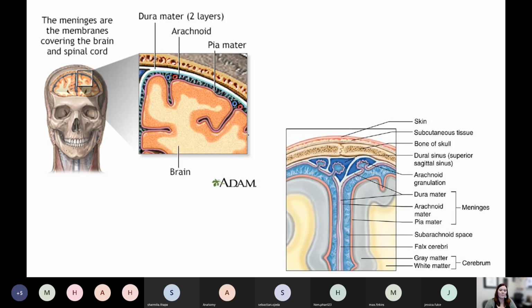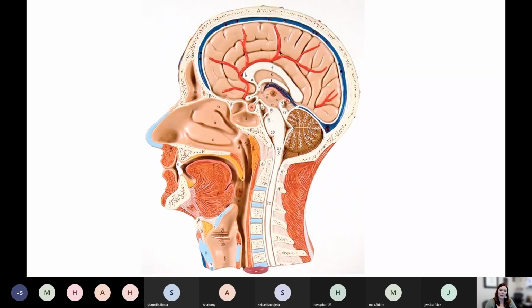I want to jump ahead with you to this model here. I believe it's on page 5 of your lab packet. Can you all confirm for me, is it page 5 that we see this particular lab model on?